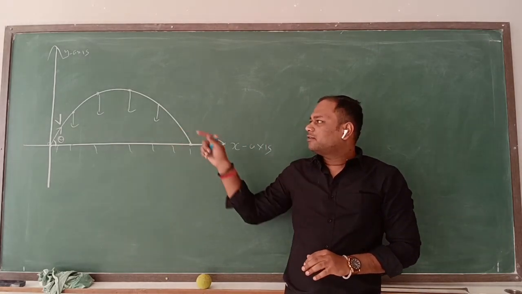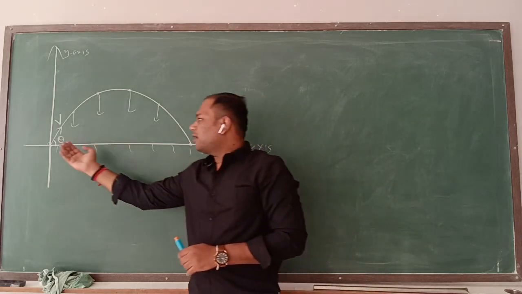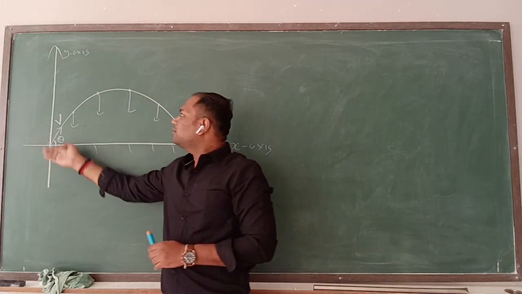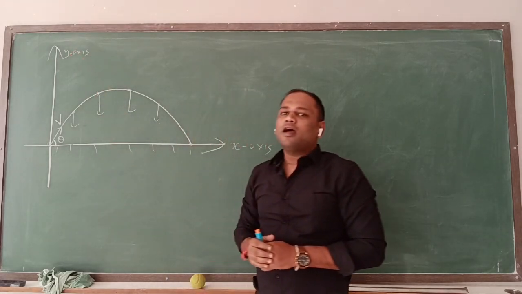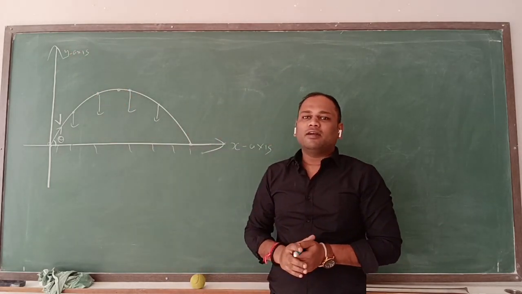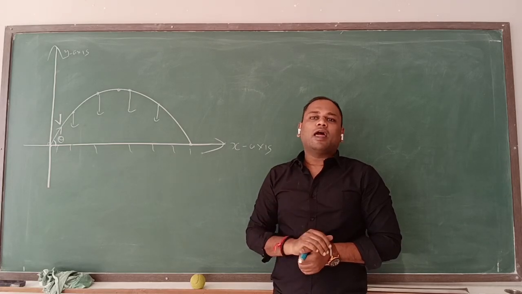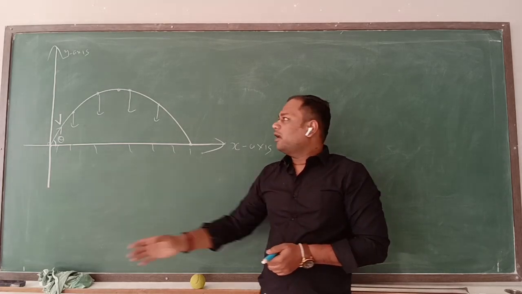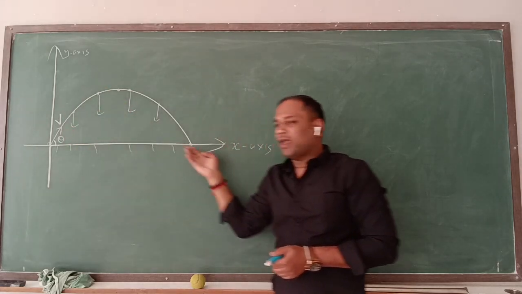Now, if you analyze this motion, you can see a ball has traveled a certain distance on x-axis and a certain distance up to a certain point on the y-axis. This is the point up to which the distance has been traveled on y-axis. So it is a two-dimensional motion. Body is taking two-dimensional motions, one along y-axis and another along x-axis.